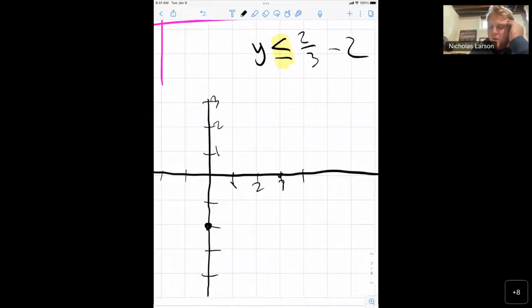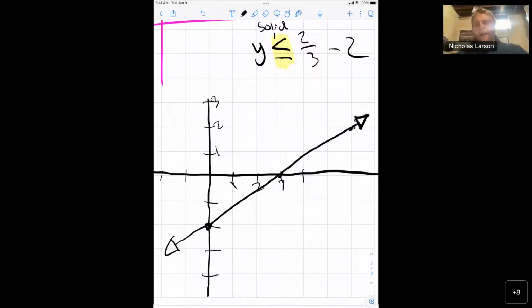Up 2 over 3. Now, this is going to be a solid line because it's got that equal to symbol. When you're graphing things, please make sure that you graph at least 3 points, and if there's any intercepts, an x or a y intercept, you have to graph that. You got to get them both, and they got to be accurate. So this one's right here, this one's right here.